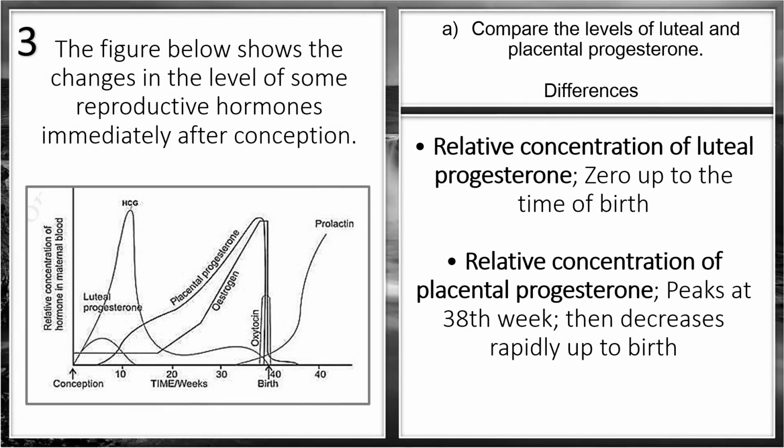Lutein progesterone is 0 up to the birth time. That is lutein progesterone. It becomes 0 and stays 0 up to the birth time. Whereas the placental progesterone peaks at the 38th week. So placenta here is going to peak at the 38th week, then it will decrease rapidly up to birth.